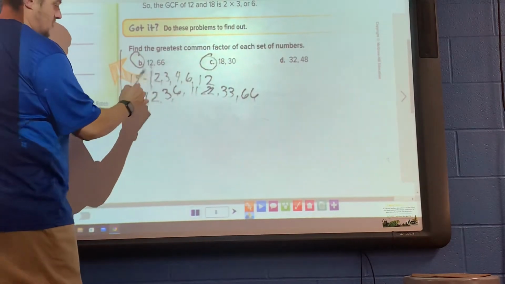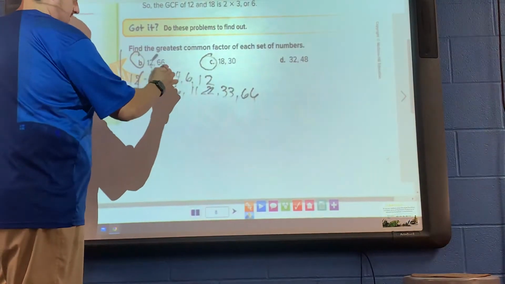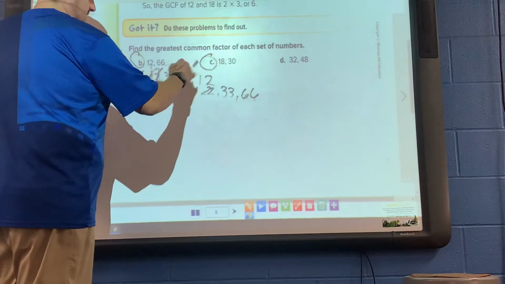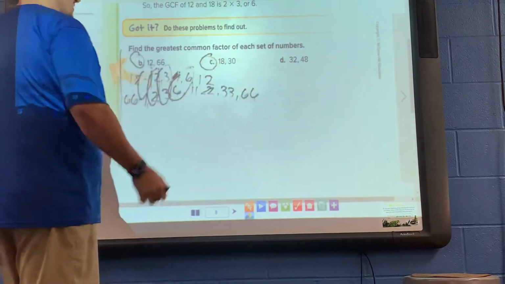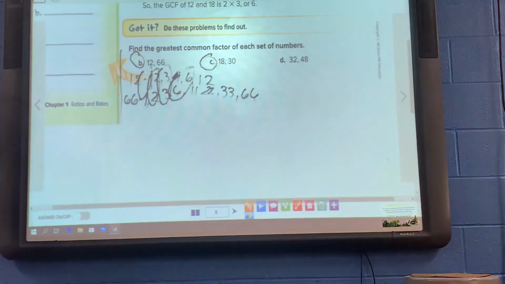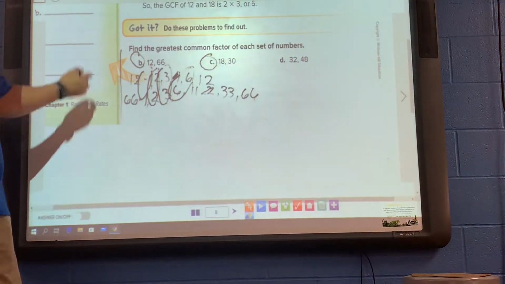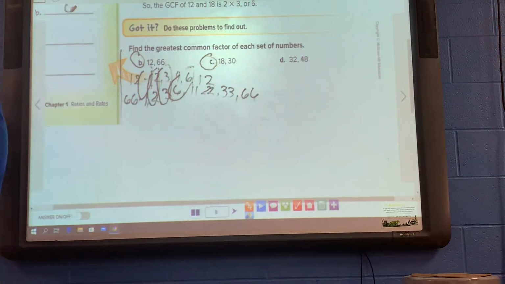So you look, 1 in common, 2 in common, 3 in common, 6 in common, and that is it. So your greatest common factor of 12 and 66 is 6.